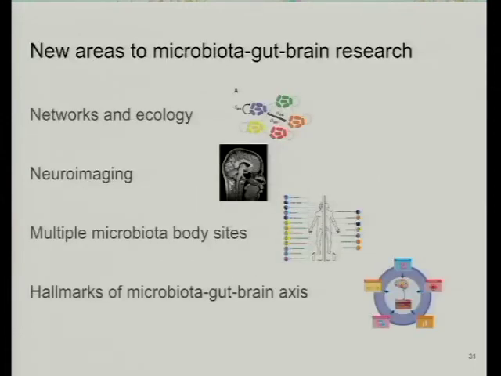So now I'd like to switch into some areas that might be interesting to go into from here. Namely, some network methods, some neuroimaging, looking at multiple body sites, and then I'll end with talking about the concept of hallmarks of this axis.